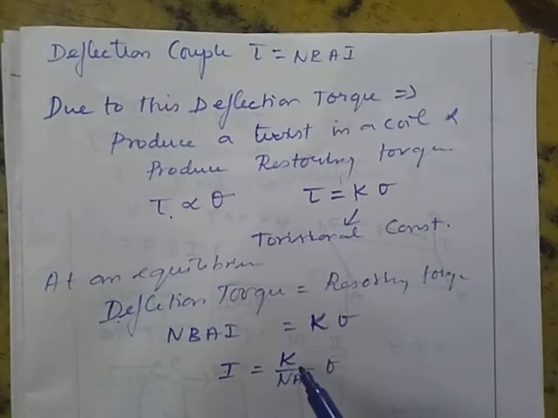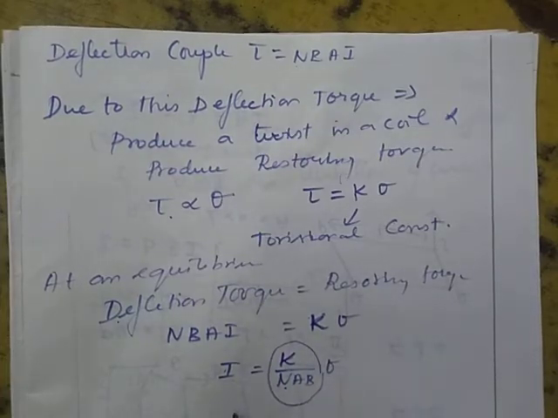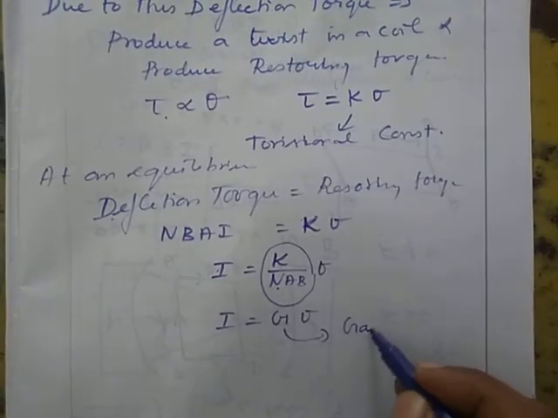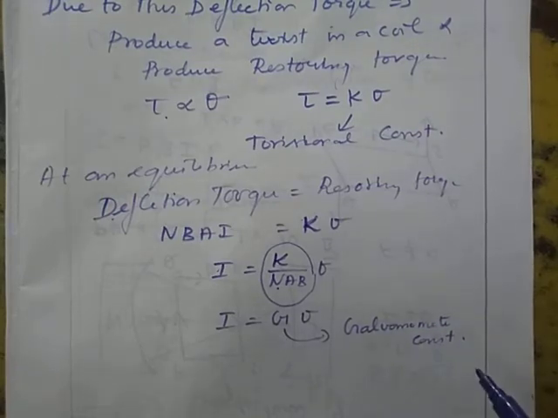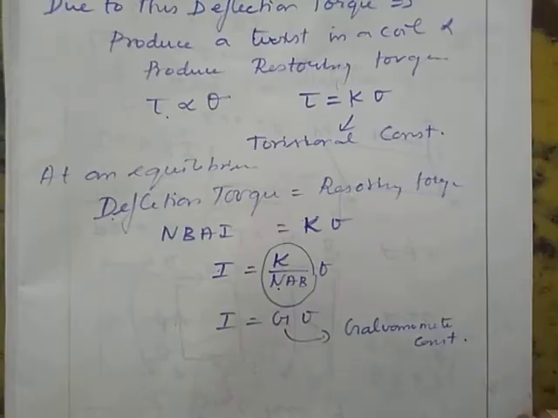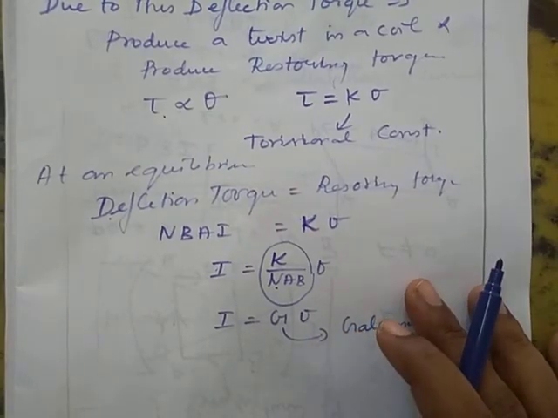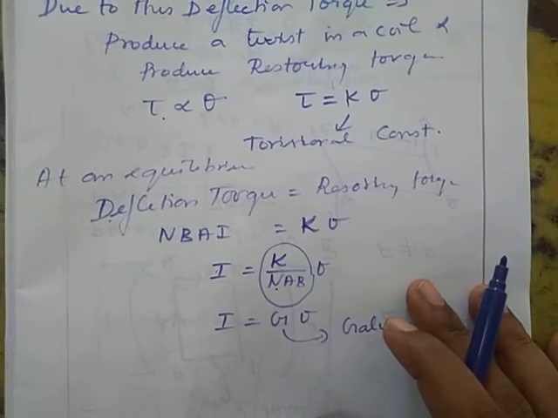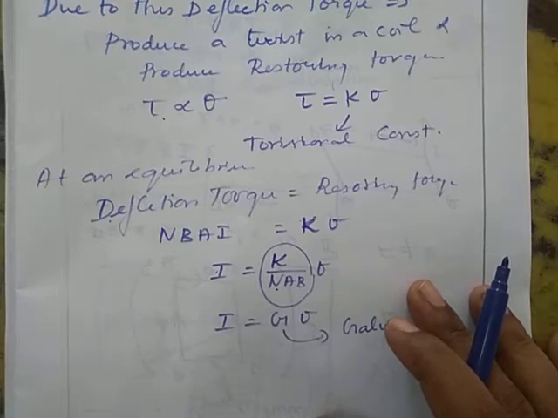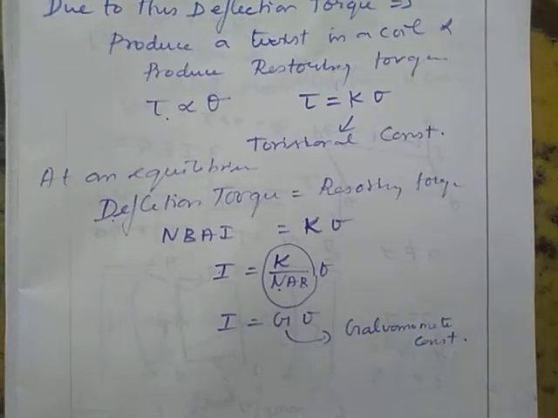Here kappa by N B A is a constant that is known as the galvanometer constant. G is the galvanometer constant. This type of moving coil galvanometer is very sensitive, so we need more care while using this. We only use the pointer type moving coil galvanometer for measuring currents.